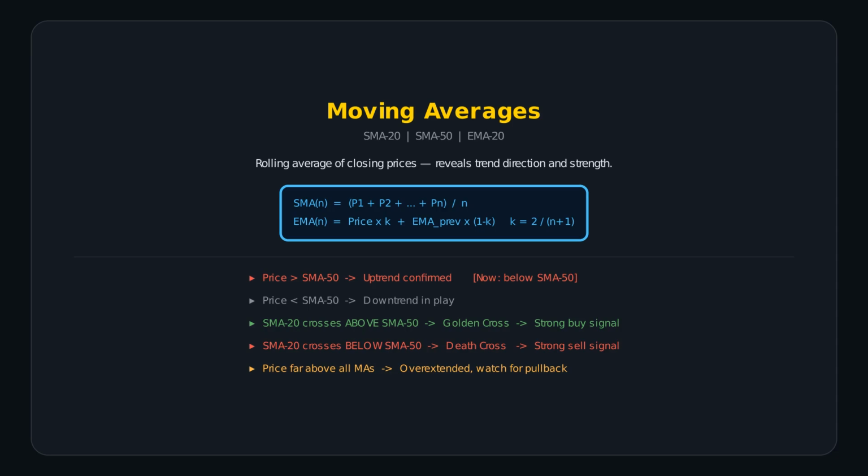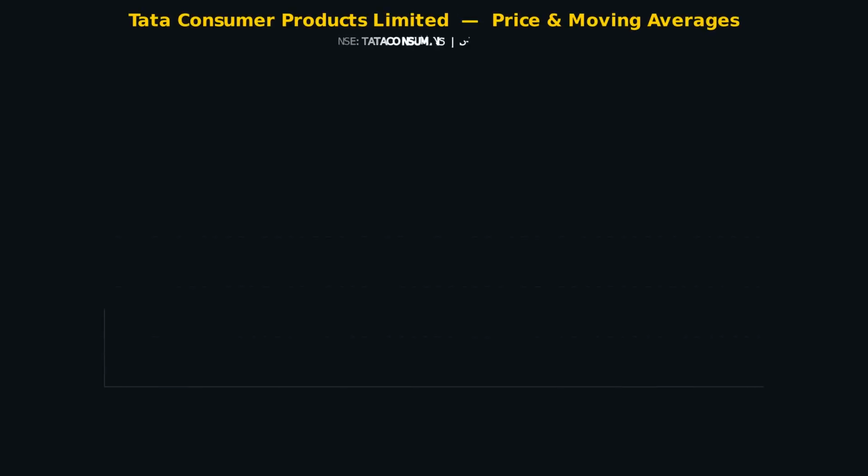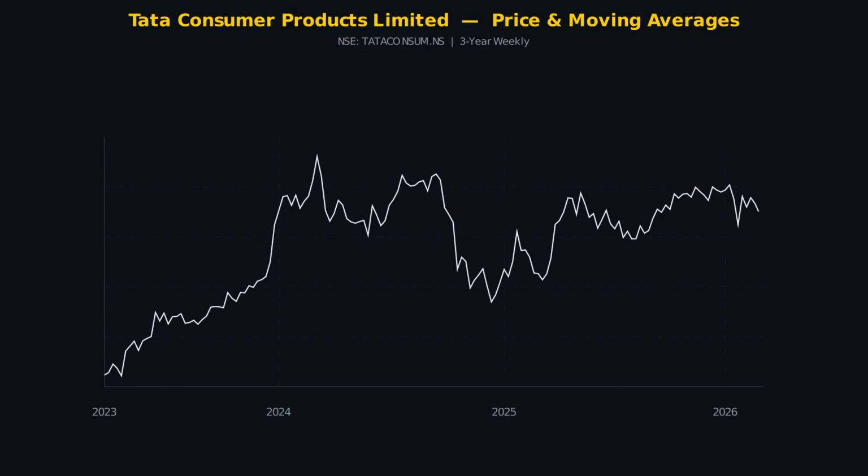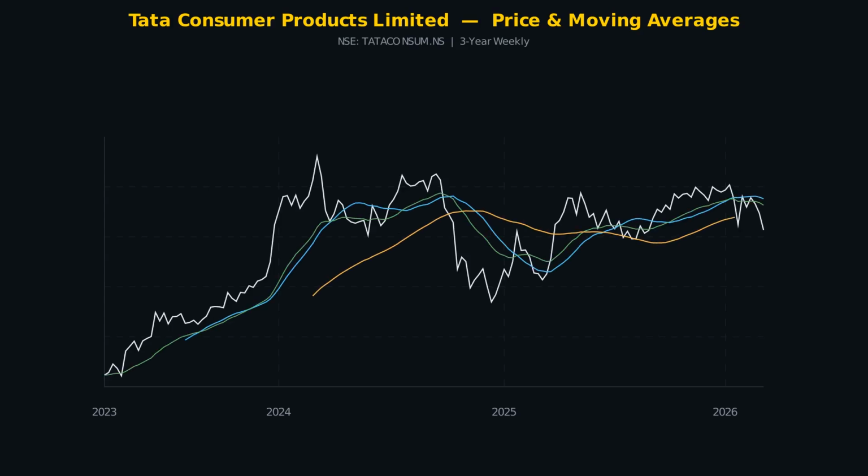A golden cross, the fast average crossing above the slow one, is one of the strongest buy signals in technical analysis. Tata Consumer Products Limited is currently at Rs 1073. The SMA 20 is at 1154, and the SMA 50 is at 1126. Price is below the 50-period average, indicating a downtrend. Watch how the moving averages act as dynamic support and resistance throughout the 3 years of price history shown here.